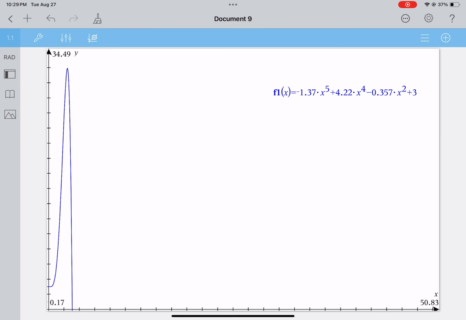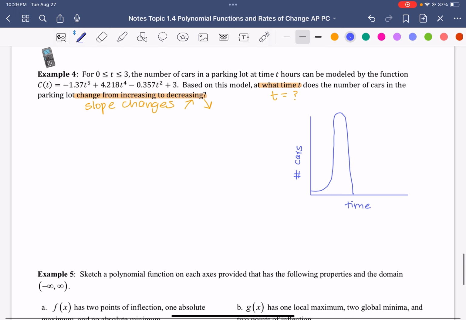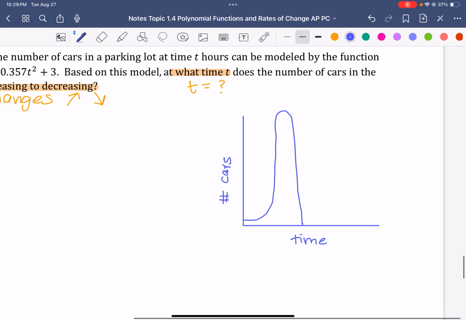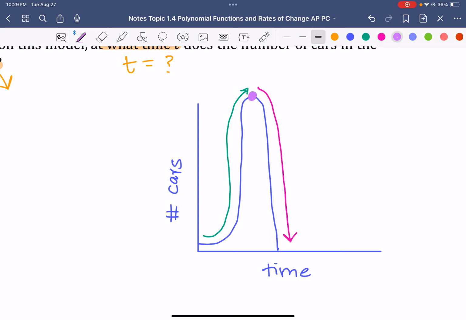So then the question was, when does the slope change from going up to down? Okay, so what I'm going to do is label when I'm changing. So when I start, I go up, and then after that point I go down. Well, we just learned that the point where you change from increasing to decreasing is called a maximum. Okay, so I'm actually looking for the maximum.